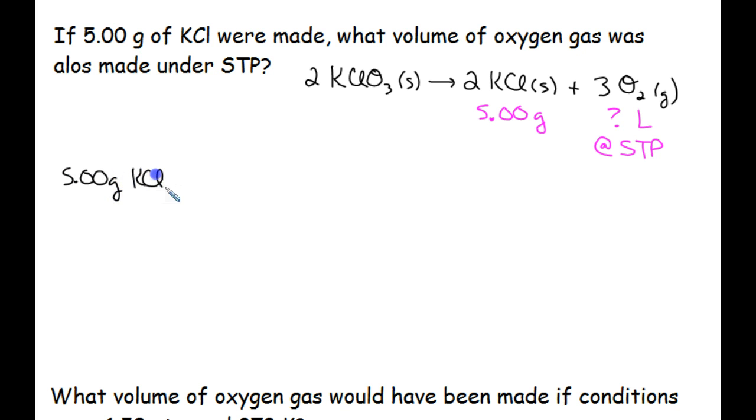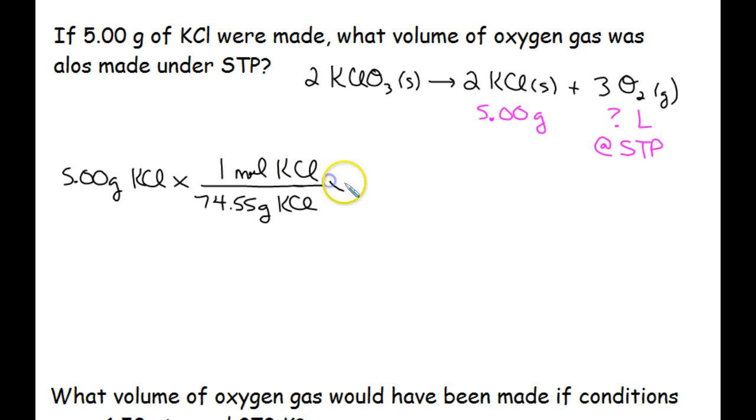And the only place you can go from grams is to moles using the molar mass. And I have previously calculated the molar mass of potassium chloride, which was 74.55. Now that we have moles of our given substance, we can convert to moles of our desired substance by using the mole ratio.